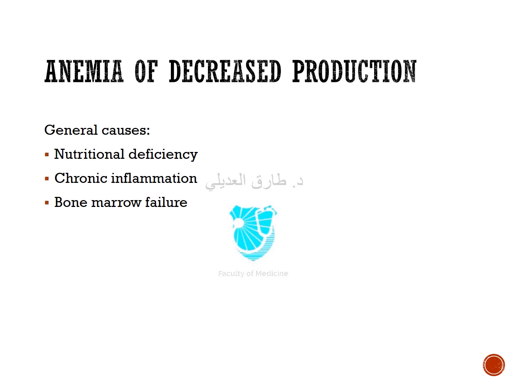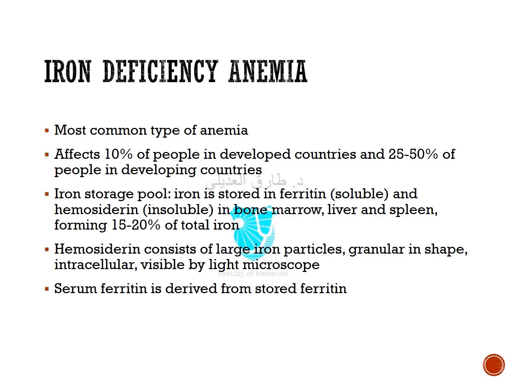classified according to the cause into nutritional deficiency, which is the most common one, then chronic inflammation, and the last one is the bone marrow failure. We would begin with the first and the most common type of anemia. It is iron deficiency anemia.